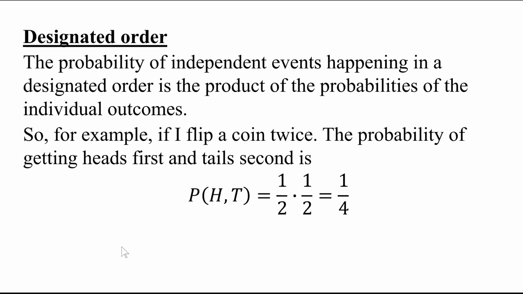All right, now we're going to look at how you deal with it if you want to know something like the probability of getting a certain number of outcomes in a certain order. All right, so this is a little bit different. The probability of independent events happening in a designated order is the product of the probabilities of the individual outcomes. And that sounds very convoluted and hard to understand. But what it's saying is that if I want to look at some independent events, like flipping a coin where each flip does not affect any of the other flips, if I flip a coin 10 times, each time I flip it, that's an independent event because those events do not affect each other at all.